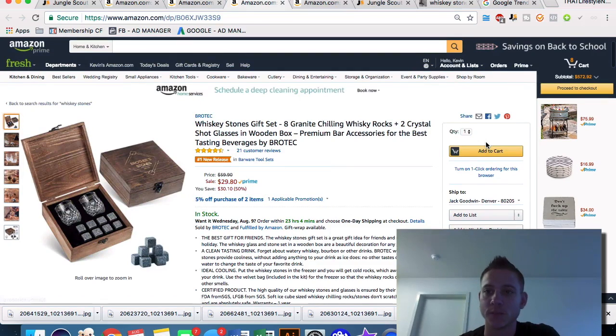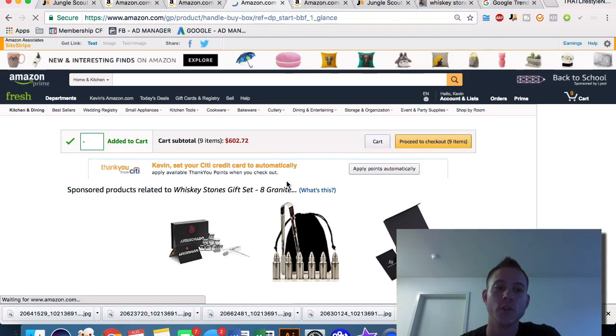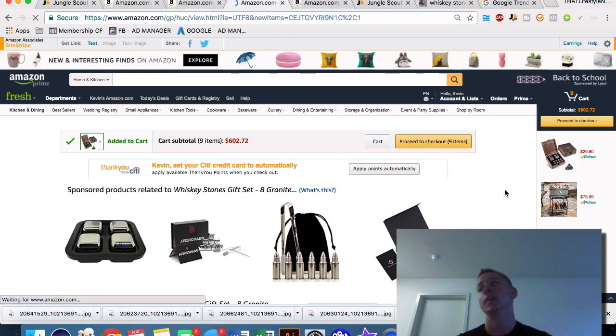So let's definitely add this one. It's an interesting one. And then you can also go novelty, right? I've seen ice cube trays in the shape of a Death Star do incredible numbers, especially during Q4.